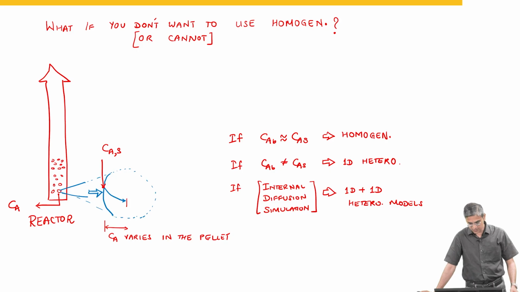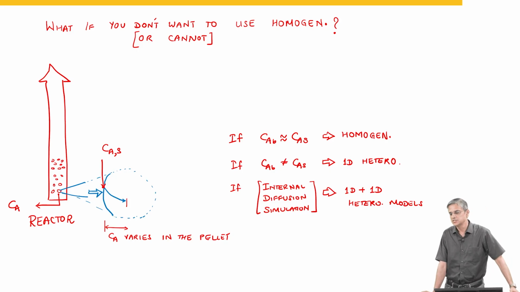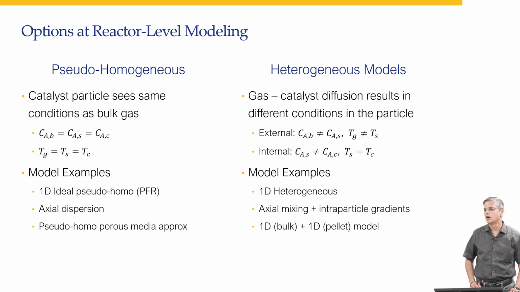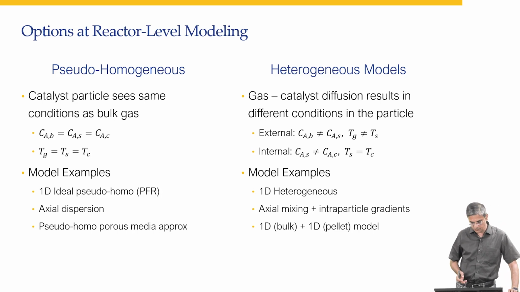So what did we do in the previous class? We looked at two things. Like module 8, we looked at solving a PFR. Like module 5b, we looked at one particular catalyst pellet. Problem 3 was essentially about combining all of them. There are various types of models: pseudo homogeneous and heterogeneous models.